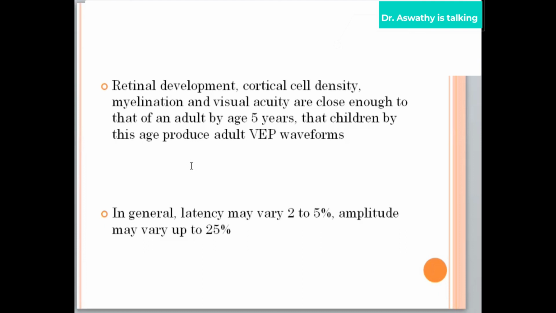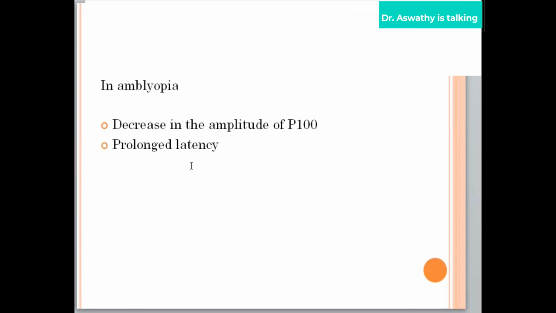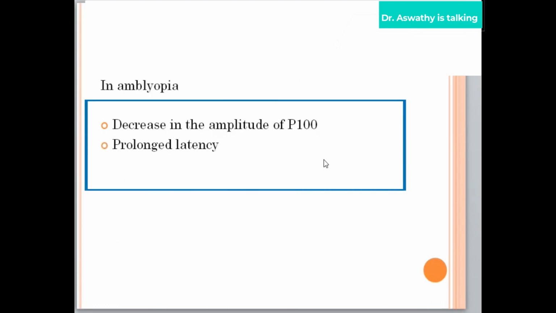Generally, the latency may vary 2 to 5%, but the amplitude may vary up to 25%. So latency is a more reliable variable. Pattern VEP is generally used for detection of visual function disability, or also for the objective visual acuity assessment. And what we see in amblyopia, from all the studies, is generally a decrease in the amplitude of P100 and prolongation of the latency.